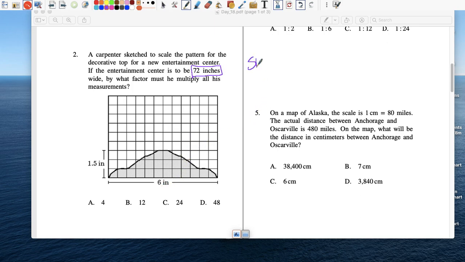So again, if you think about scale factor, this is going to be an enlargement, right? We're going from the picture to the real. So it's big over small. Big here would be 72. The small here would be 6. And therefore, we have 12. So by what factor must he multiply all his measurements? Well, he must multiply everything by 12. And the answer is B.